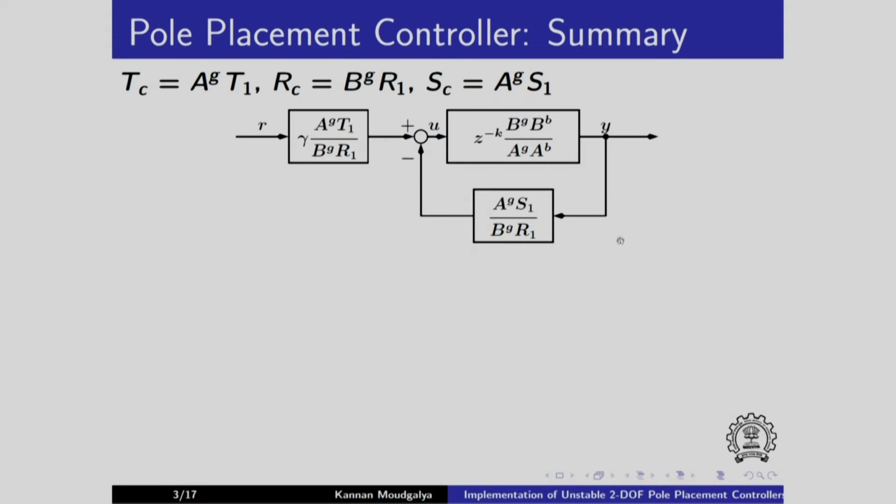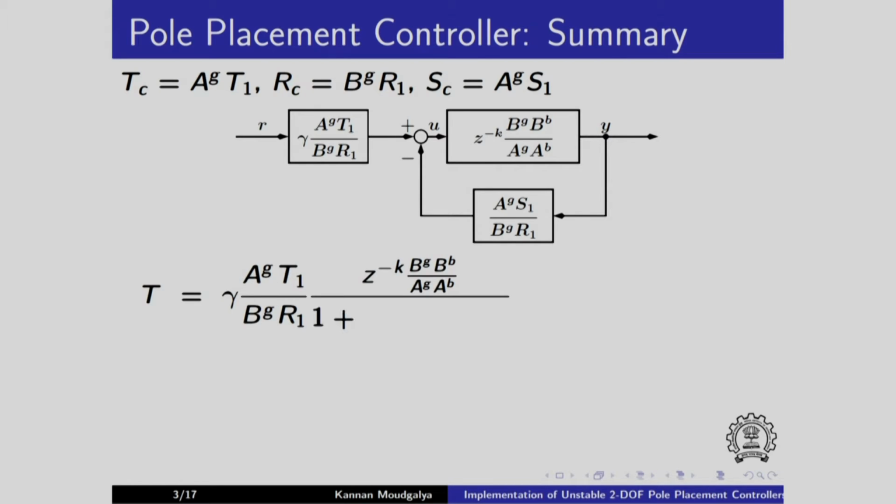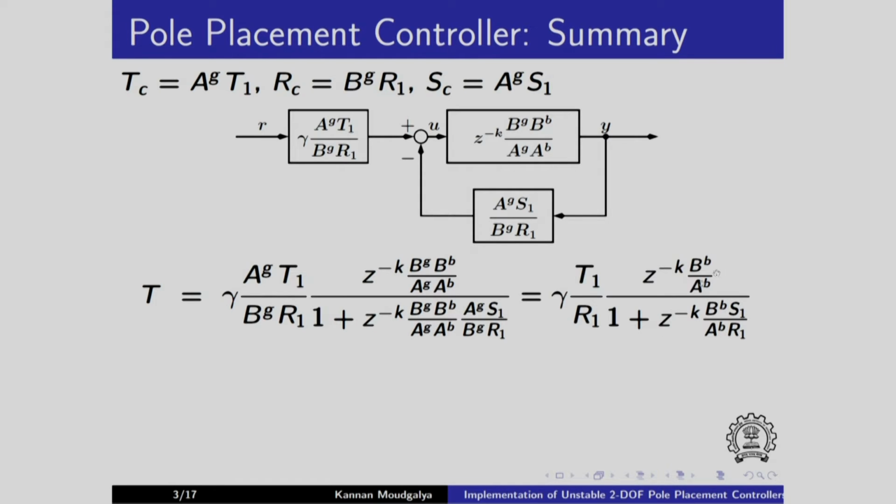Let's recall the 2 DOF controller as given here. We have expressions for TC, RC and SC. We put those values in these boxes. We also obtained the closed loop transfer function given as capital T. So when I simplify this, I get this expression. Here I have cancelled the good factors.